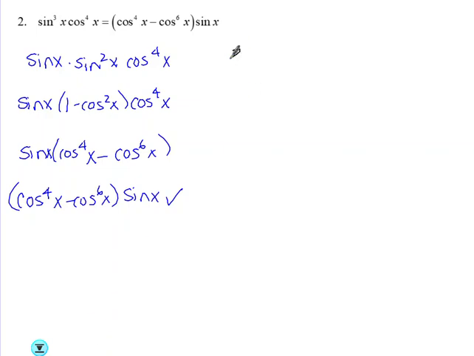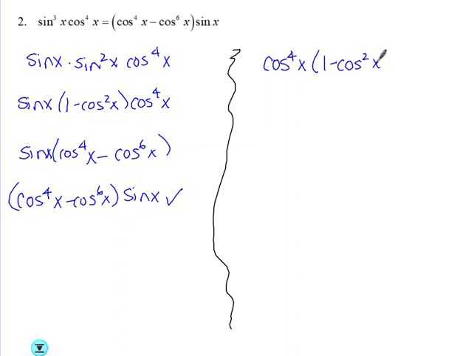If we had decided to start with the right-hand side of the problem, we can do the same type of thing. If I start with the right, I'm going to factor out a GCF of cosine to the fourth of x. Then I'm left with 1 minus cosine squared of x times sine of x. By the Pythagorean identities, I know that 1 minus cosine squared x is sine squared x.